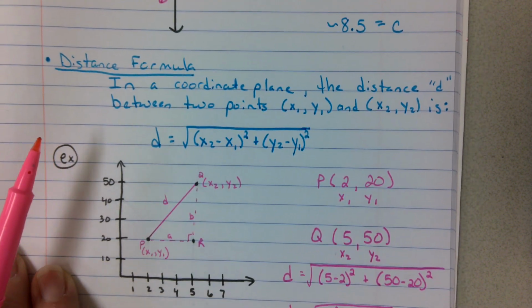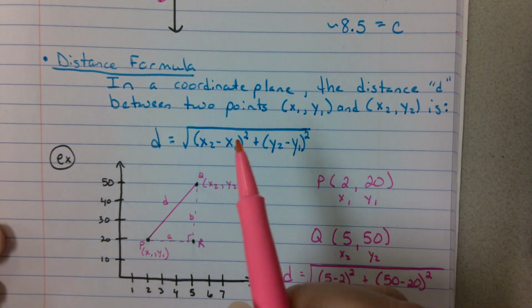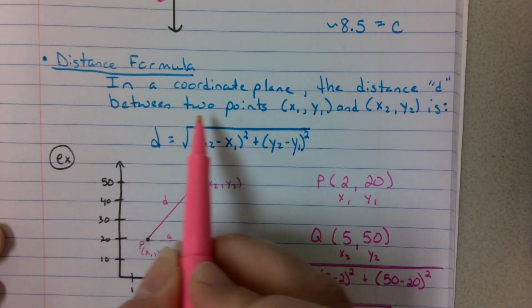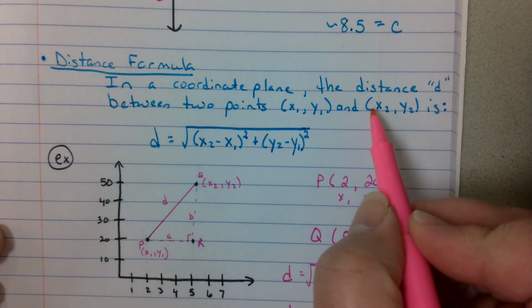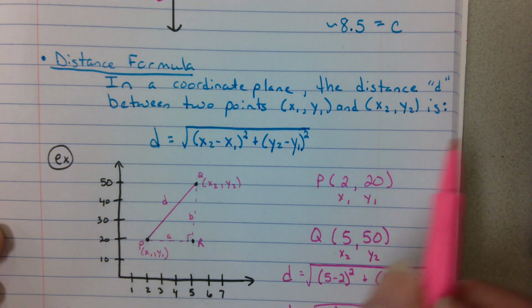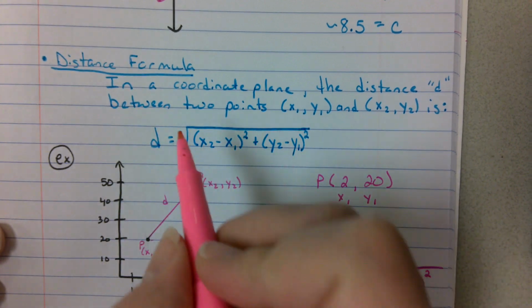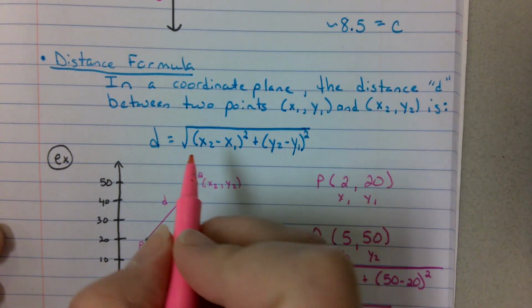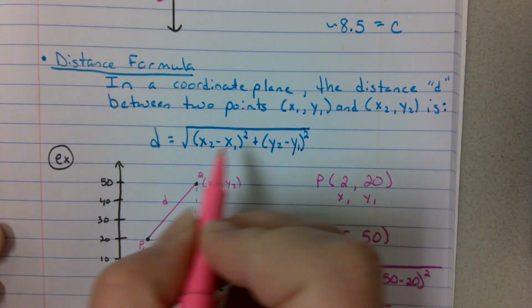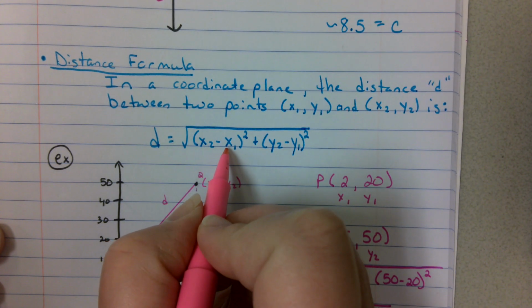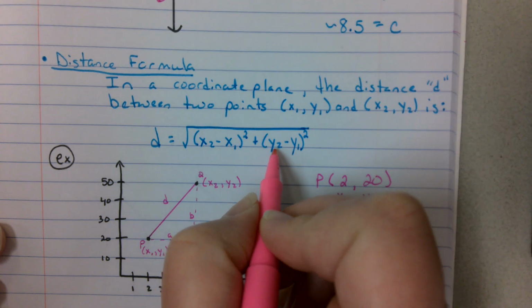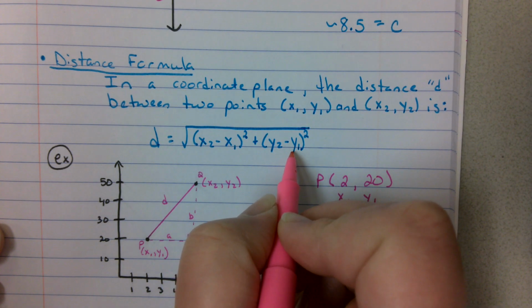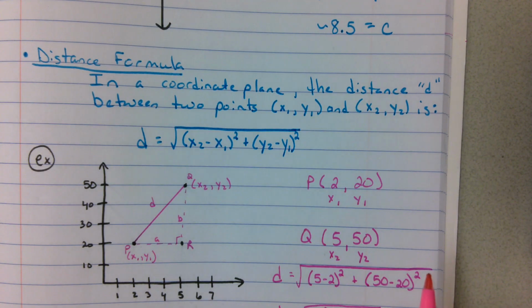Now we're going to look at the distance formula. In a coordinate plane, the distance D between any 2 points, x sub 1, y sub 1, and x sub 2, y sub 2, is, here's our distance formula: the square root, and inside that square root is my x2 minus x1, squared, plus my y sub 2 minus y sub 1, and we're squaring that.